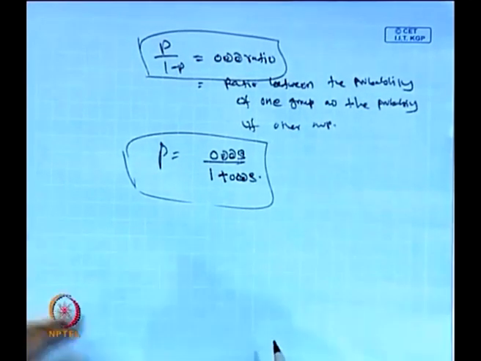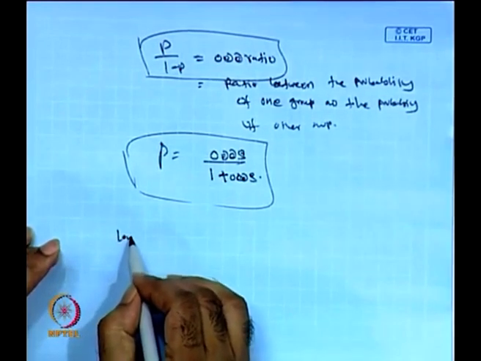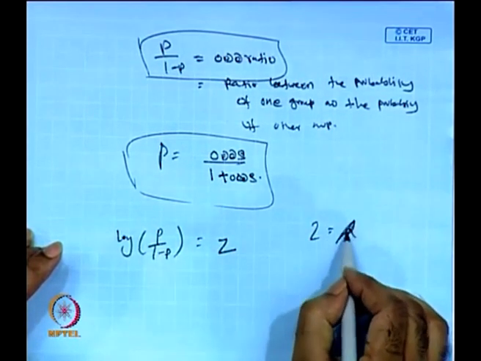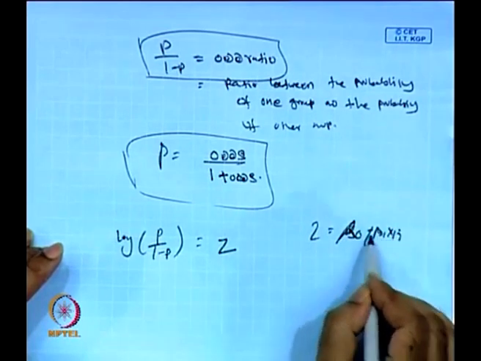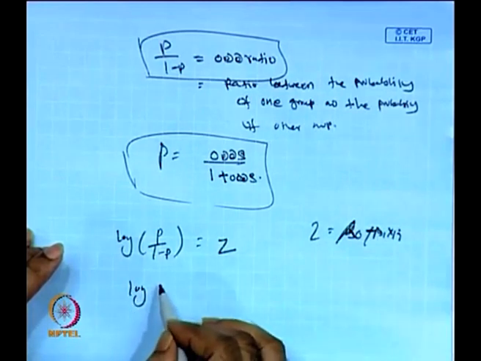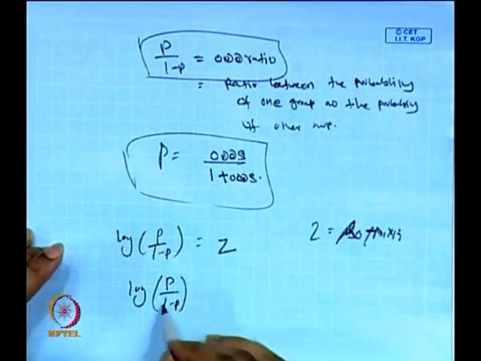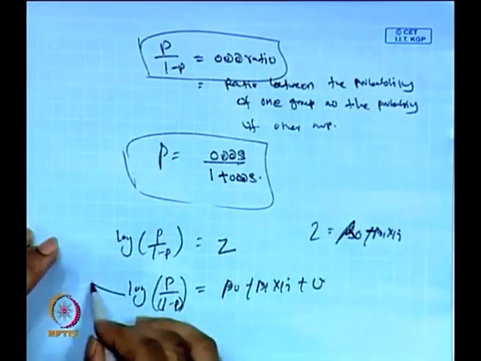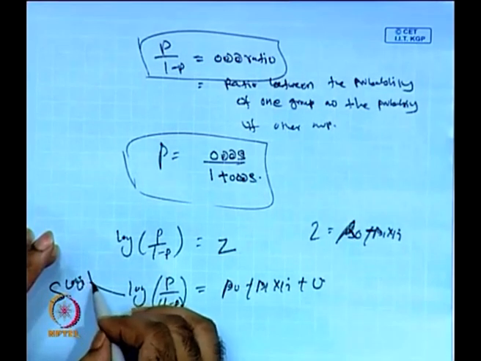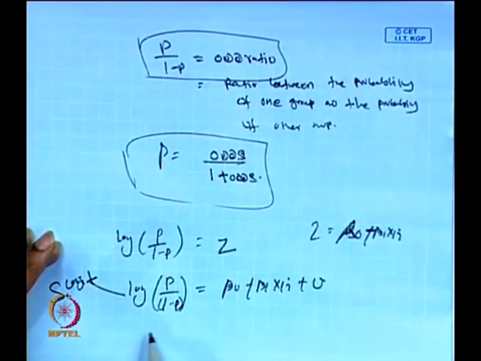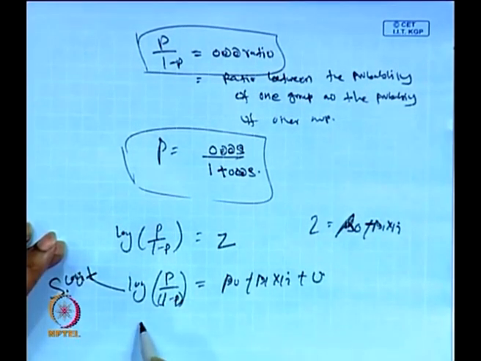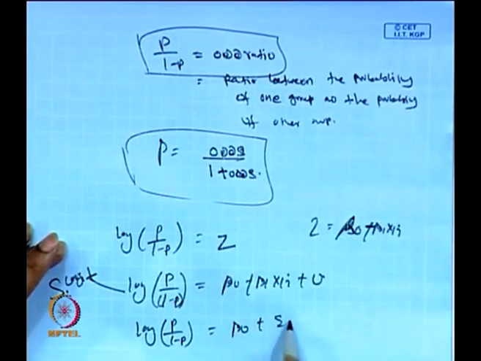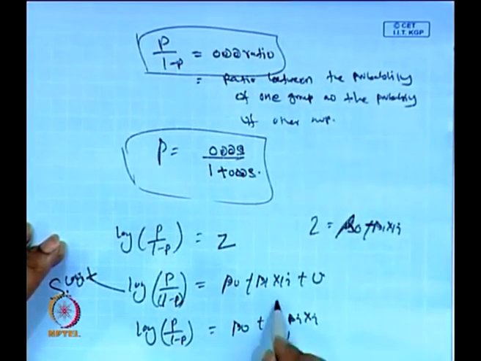Here the model will specifically be log P by 1 minus P equal to z. So, z is here equal to, say, beta 0 plus beta 1 x 1i. So, obviously, the complete model will be log P by 1 minus P equal to beta 0 plus beta 1 x 1i plus u. This is a simple logit model. When we go for multivariate logistic models, then the function will be like this: log P by 1 minus P is equal to beta 0 plus summation beta i into x i, i equal to 1 to n, plus u i.